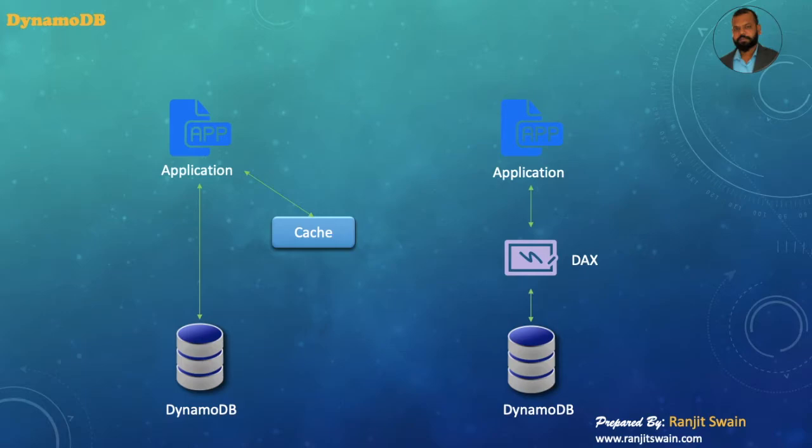Here, if you see the application and the DynamoDB, a developer who is writing code and developing the application has to write the logic in the cache memory to retrieve the data from the database. But in the case of DAX, it has an inbuilt cache inside it, so you will find faster retrieval of data with the DAX accelerator.